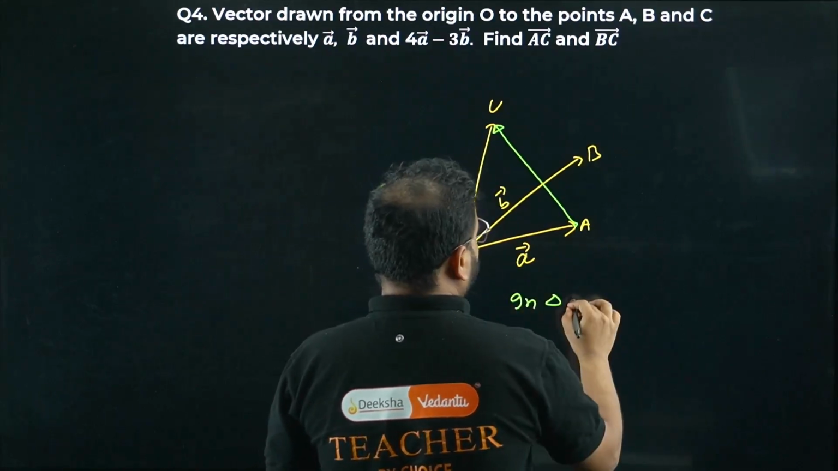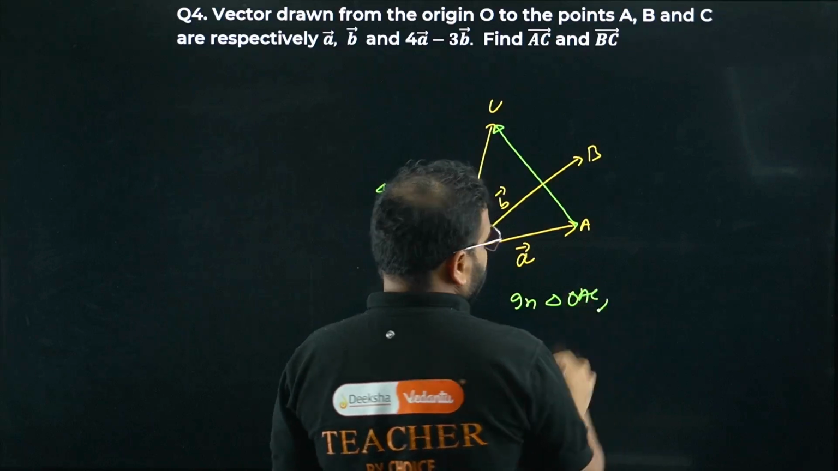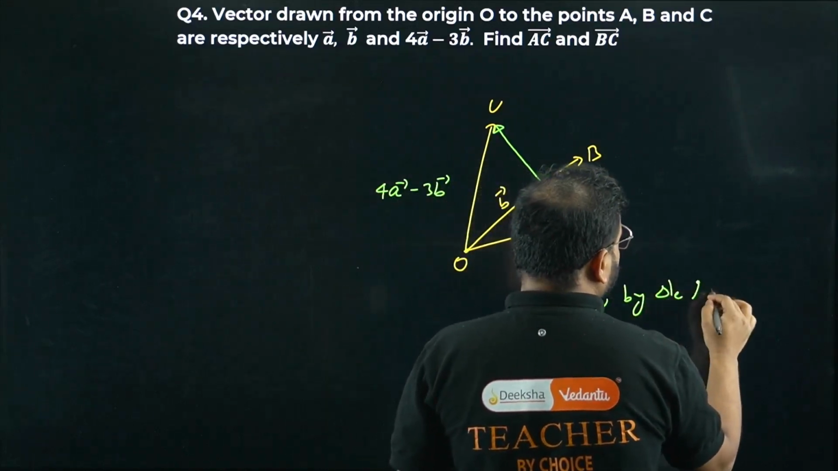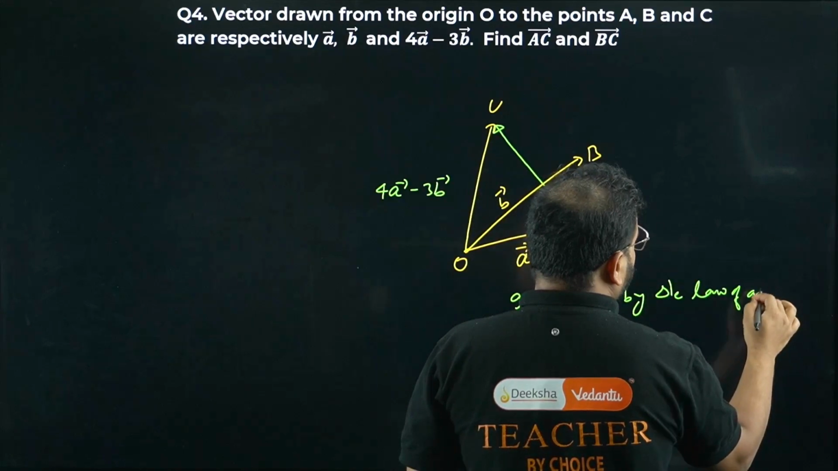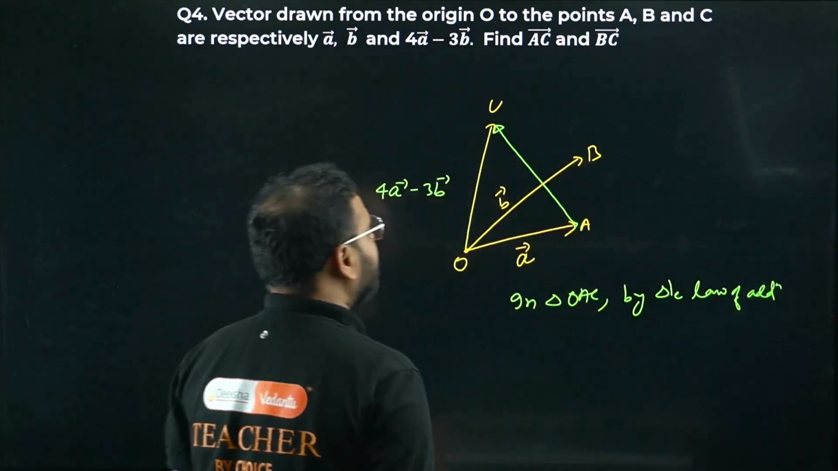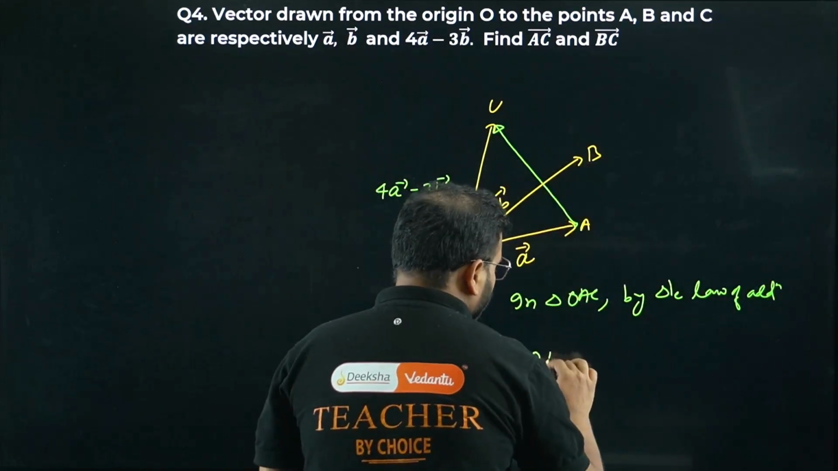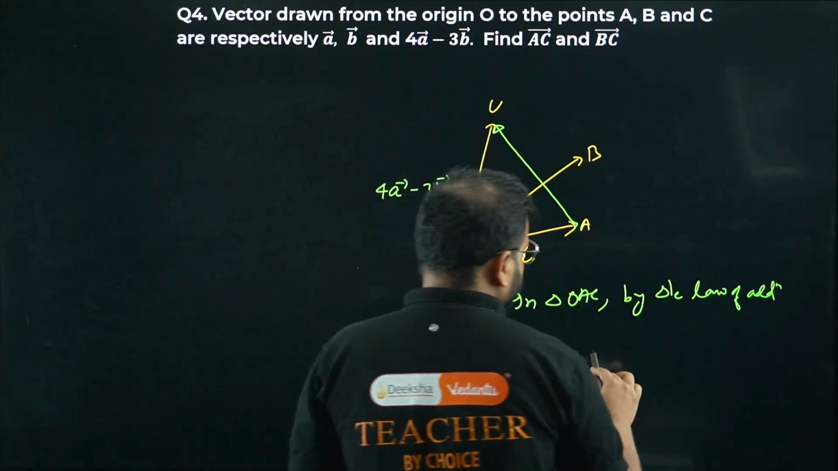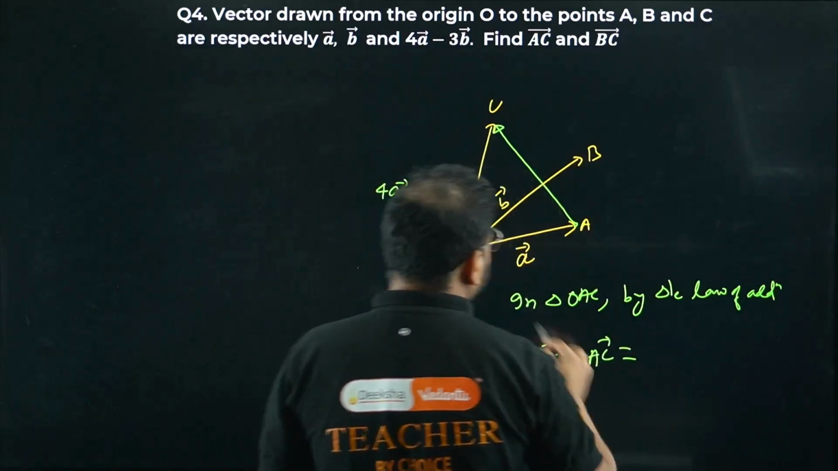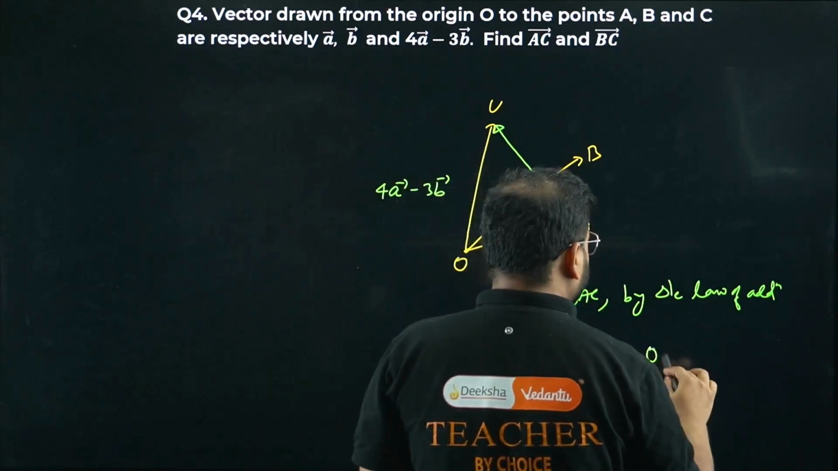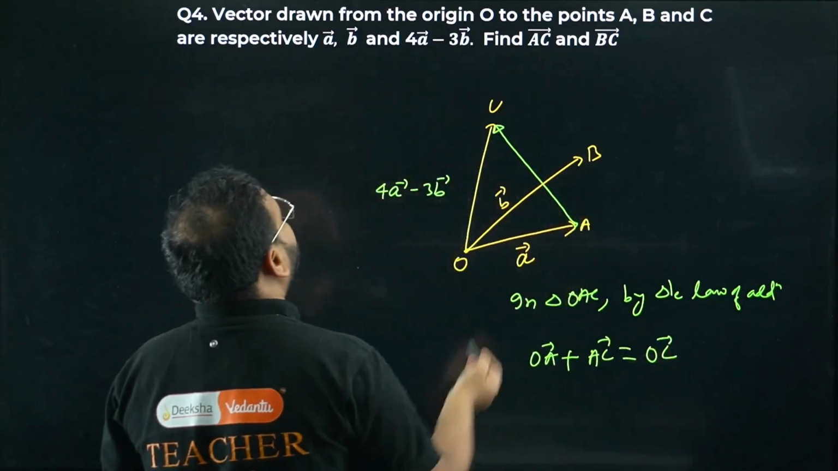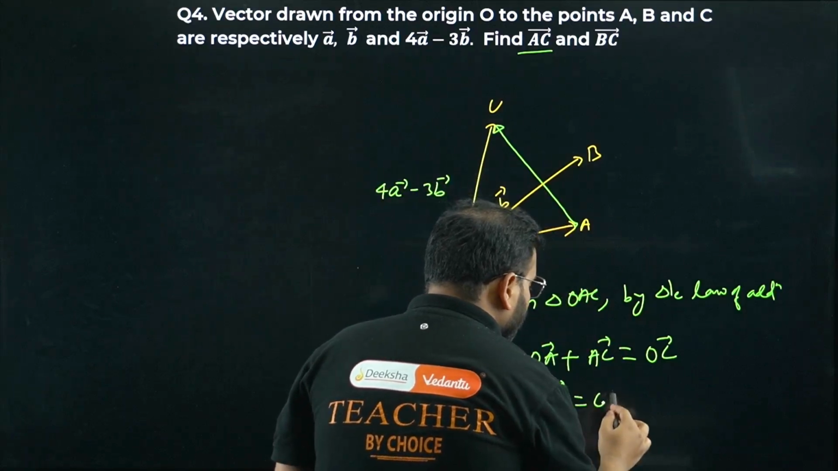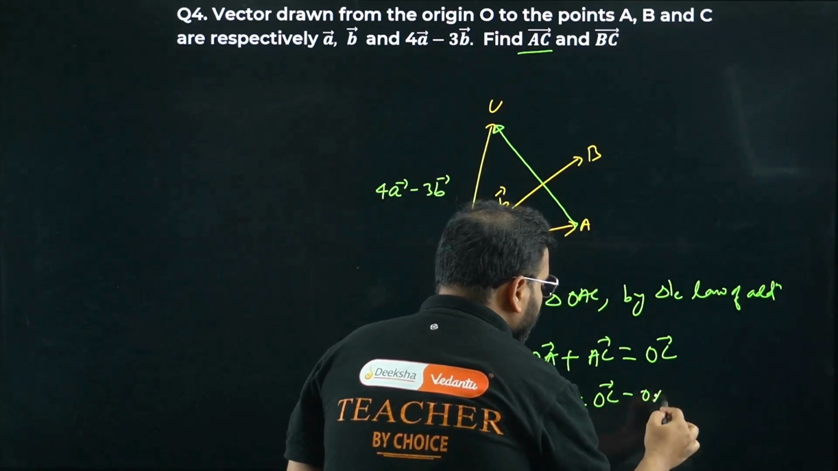In triangle OAC, by the triangle law of addition, I get vector OA plus vector AC equals vector OC. What I'm looking for is AC, so from here I get vector AC equals OC minus OA.